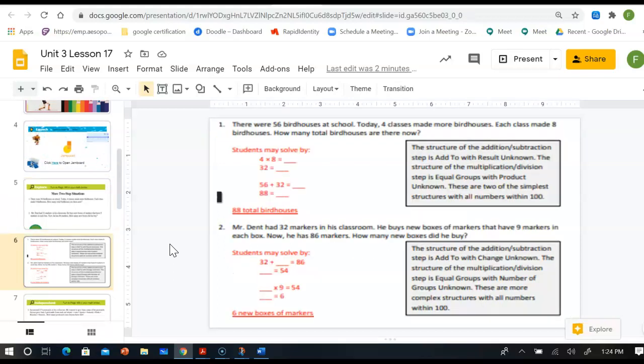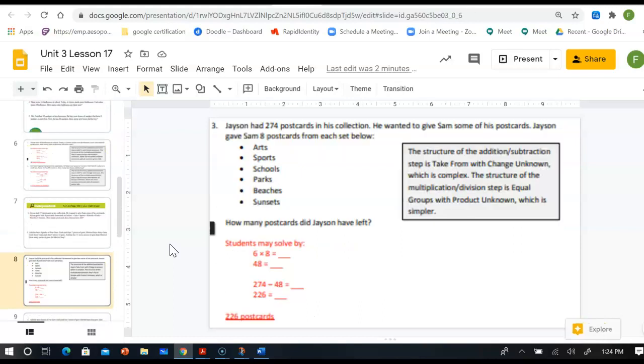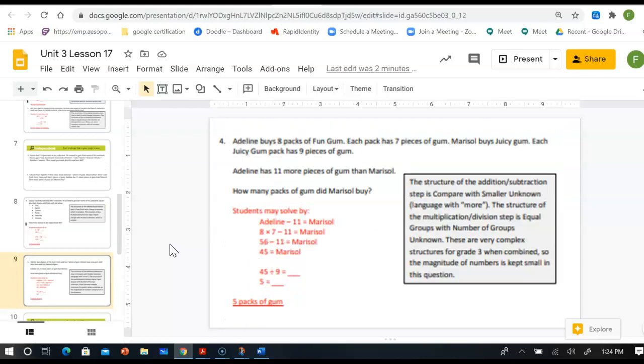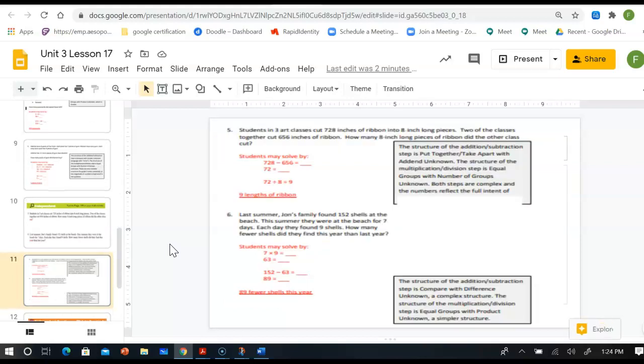So for 1 and 2, I've got the answer keys right here, and 3 and 4, these are the actual problems, and the answer for number 3 is right here. The answer for number 4 is on the next slide, and for 5 and 6, I want you to work on that also, and the answer key for 5 and 6 is right here. I want you to try to work it in your math binder first, and then you can come back here and compare your answers to what I have, okay?